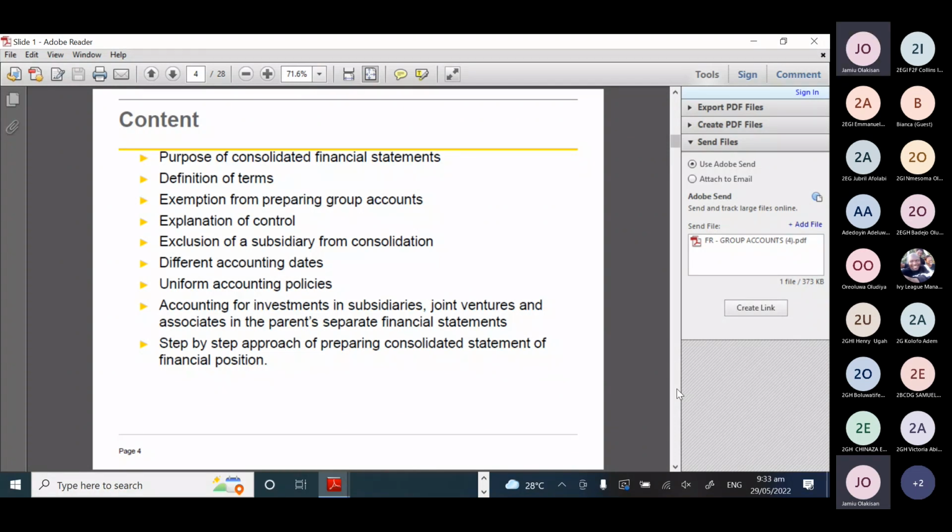Thereafter, we move to preparing consolidated statement of P or L and other comprehensive income. And we looked at that in detail as well. And all the intra-group adjustments that you will come across when you are preparing consolidated statement of P or L and OCI, including what happens when you acquire a subsidiary during the year. You will have seen that for the purpose of preparing consolidated statement of P or L, we don't consolidate for the full year, we prorate.